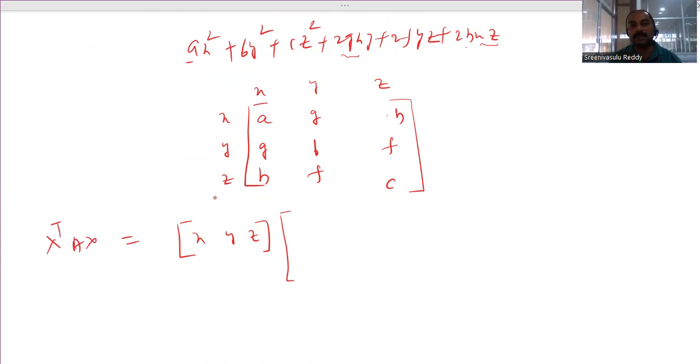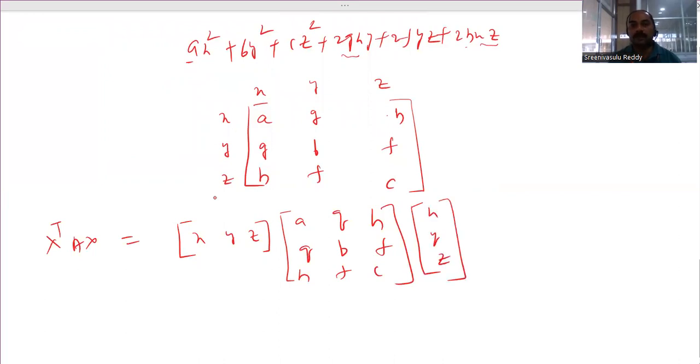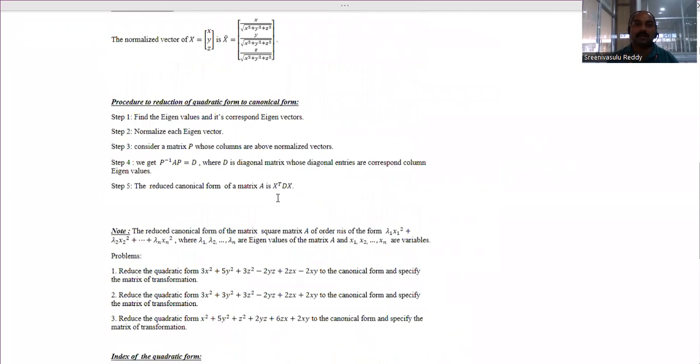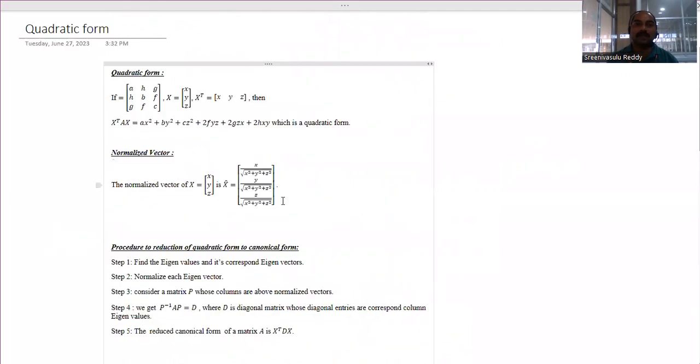X transpose is x y z, A is the matrix with rows a h g, h b f, g f c, into x y z. After multiplying these three matrices, we get the above form. This is called quadratic form because it is a second order degree equation. So the quadratic form of the matrix A is this, which you can represent in matrix form or in this form. Here the matrix A should always be symmetric, that means after interchanging rows into columns and columns into rows, we get the same matrix. This is called quadratic form.